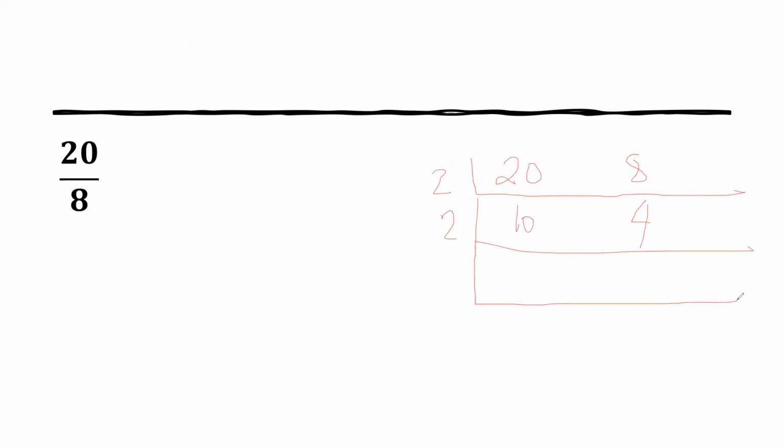So that will be 5 and 2. Diba? 5 and 2. So ibig sabihin, wala na tayong pwede i-divide. That's 5 and 2. So dito pa lang, pwede na natin sabihin this is 5/2. Mas madaling tingnan yan kaysa 20/8.